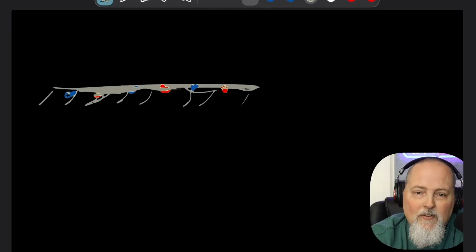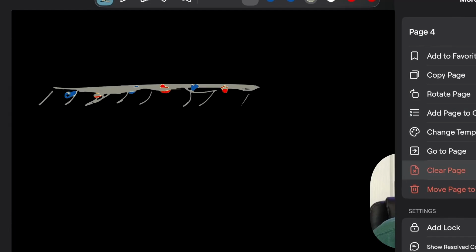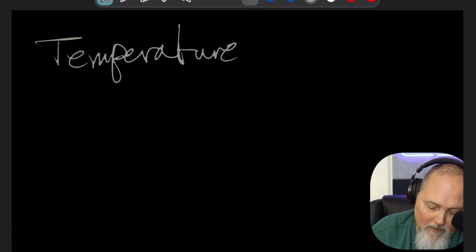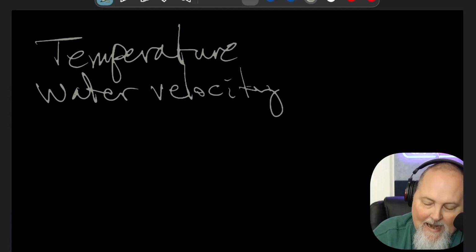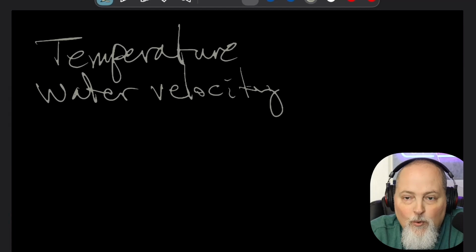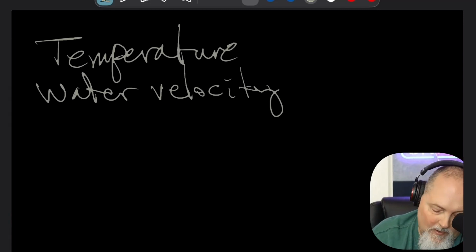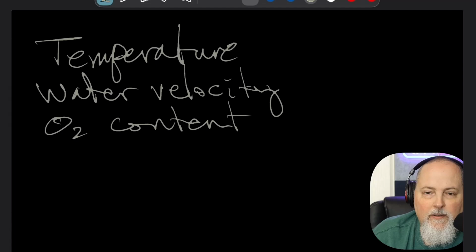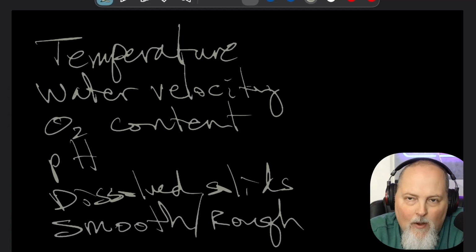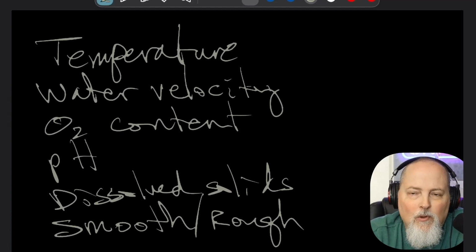And the corrosion rate depends on things like temperature. It depends on the flow, the water velocity, right? The more stagnant water is, the more time it has in contact with the surface and can do bad things. Oxygen content, the pH, dissolved solids, which affects conductivity, and the condition of the metal surface. How smooth or rough the surface is will affect how fast corrosion occurs, how likely it is to take hold.